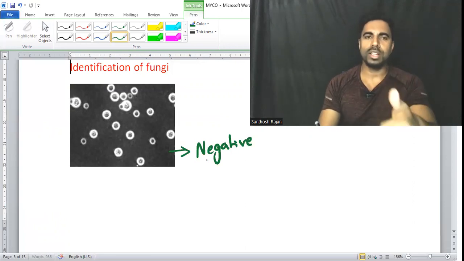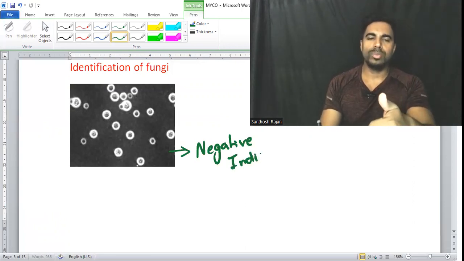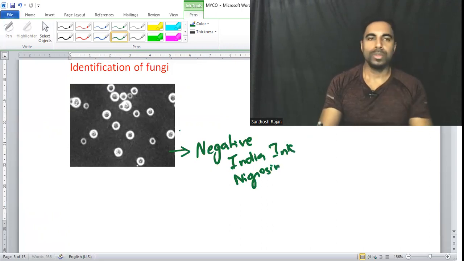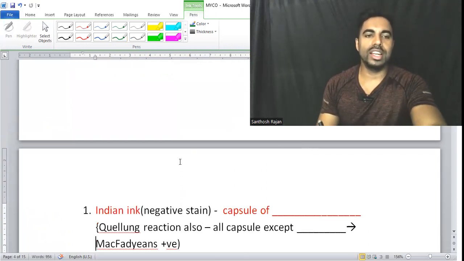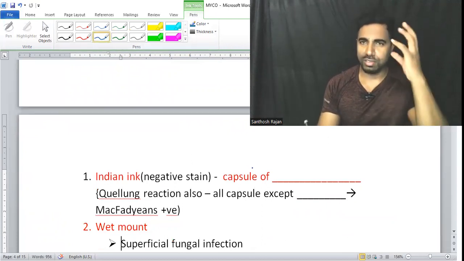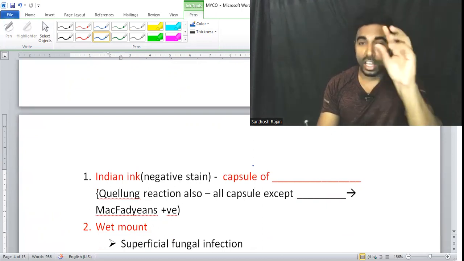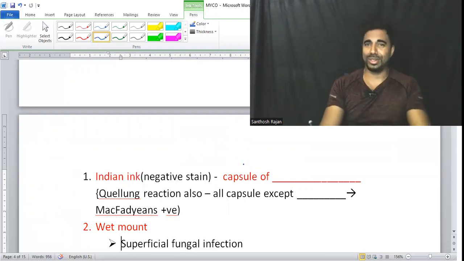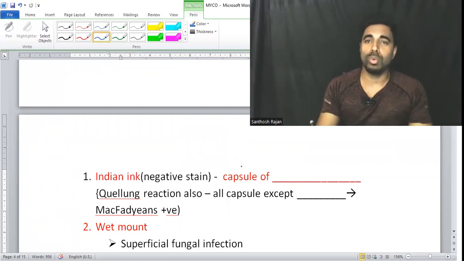India ink and Nigrosin. I told you before, India ink and Nigrosin are the two for capsule. So what is this? This is a Cryptococcus. We are seeing here the white color is the capsule. So that's Cryptococcus, and we use India ink. I'm repeating again and again until it is fixed. There are a few other capsulated fungi, but that is not for you. That is for high-level research, like a PhD. For examination purposes, there is only one capsulated fungus, that is Cryptococcus.